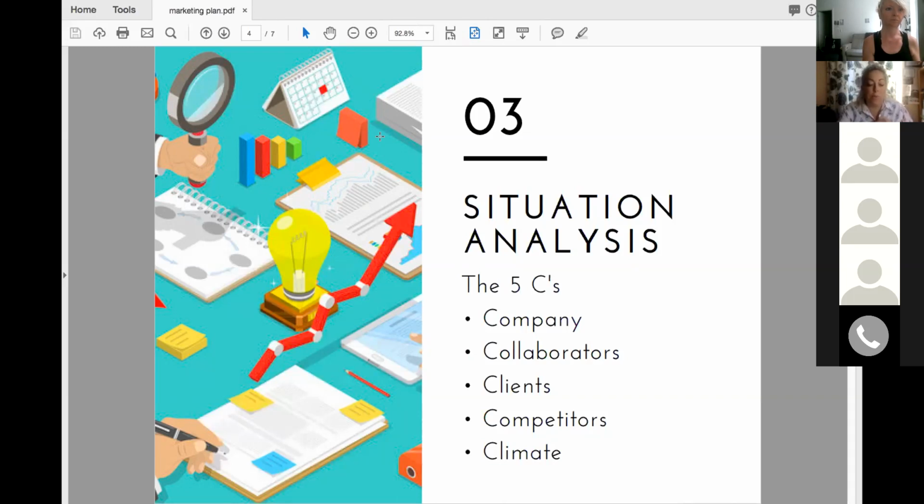Collaborators. Who are your suppliers? Who are your vendors? Who are your distributors? Who are the people that are most important in helping you function as a business, as a company?